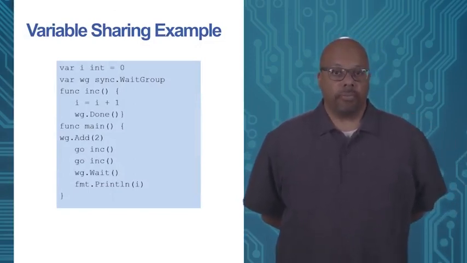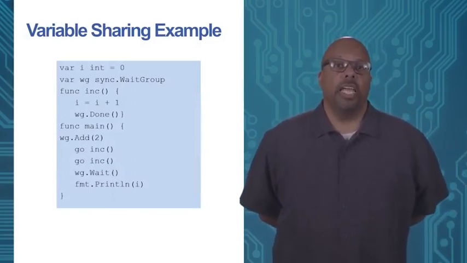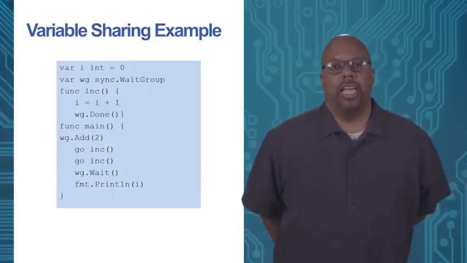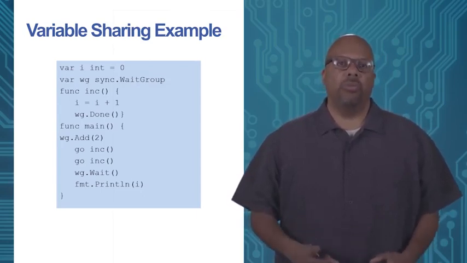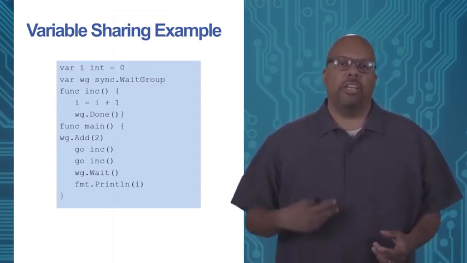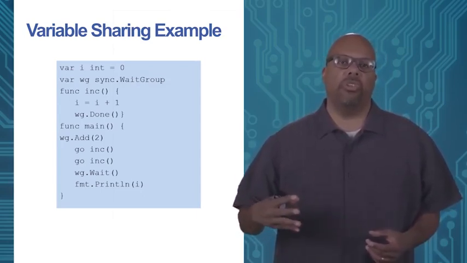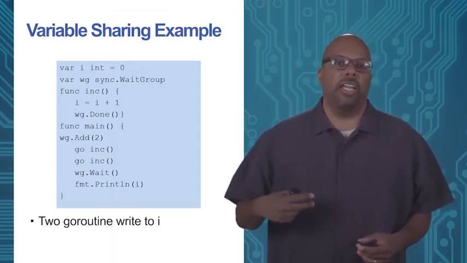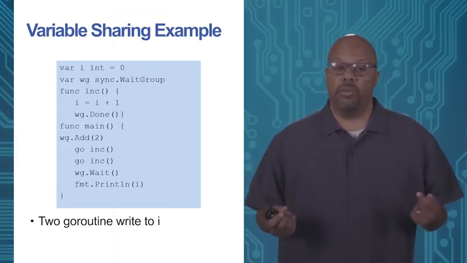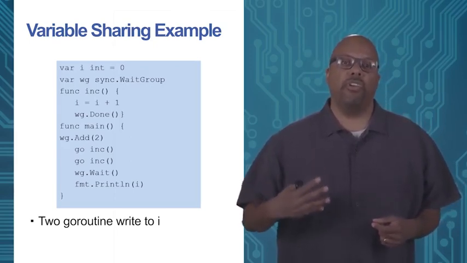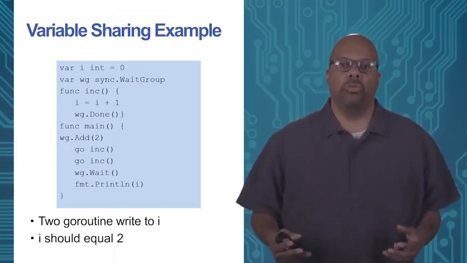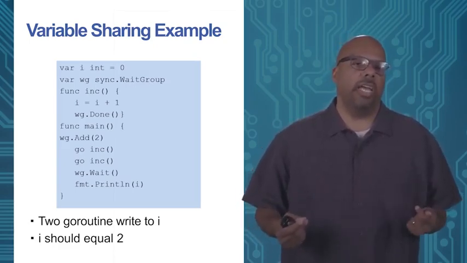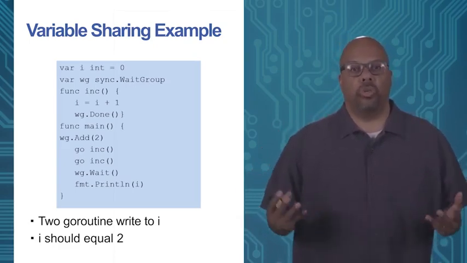Now all this really does is increment a variable I. There's this variable I. We're going to start it off at 0, and in my main, I'm going to make two threads which just increment I, right? Each one is going to increment it once. So by the time they're done, I should equal 2. I should start off at 0, you run these two threads to increment I, and then at the end, I should equal 2.